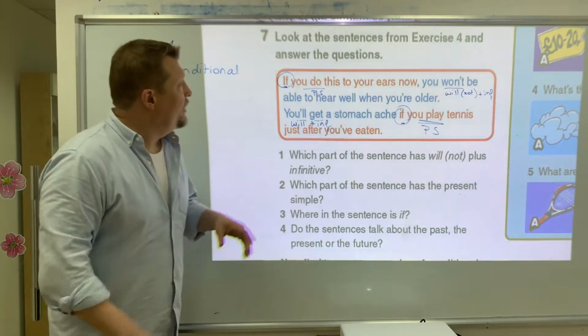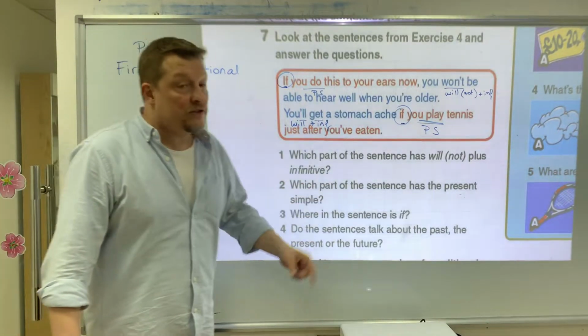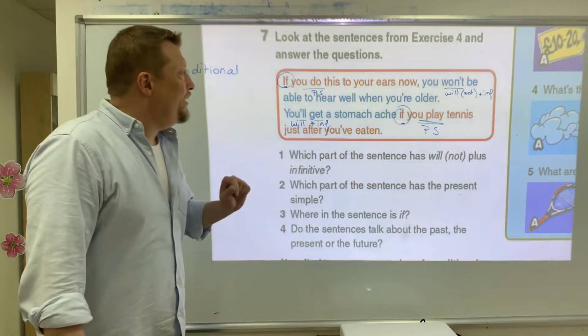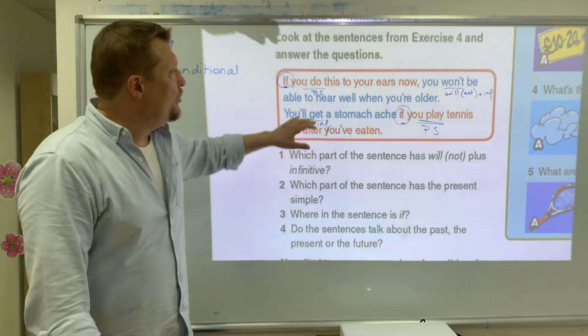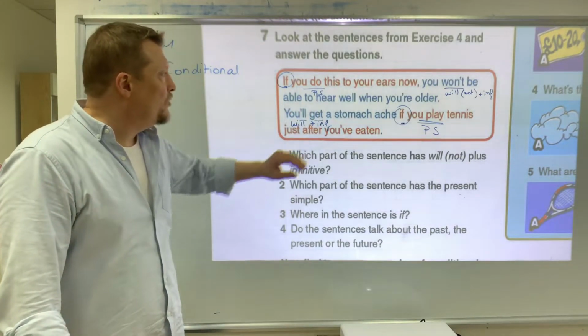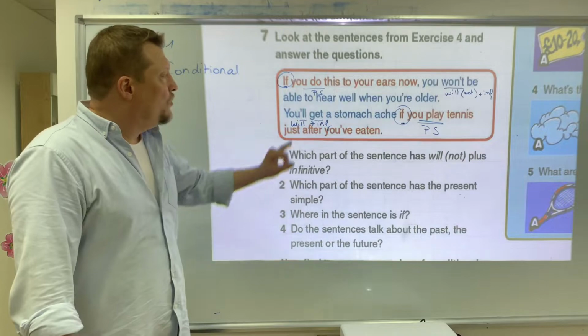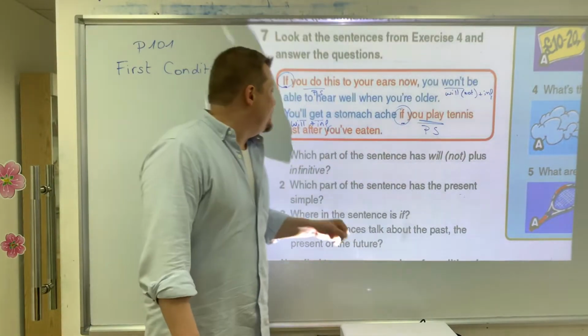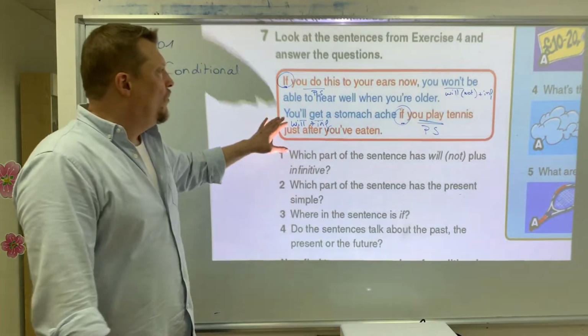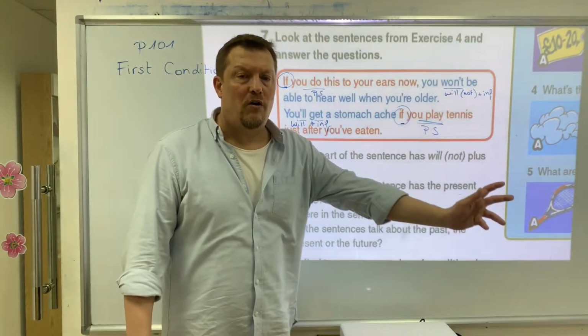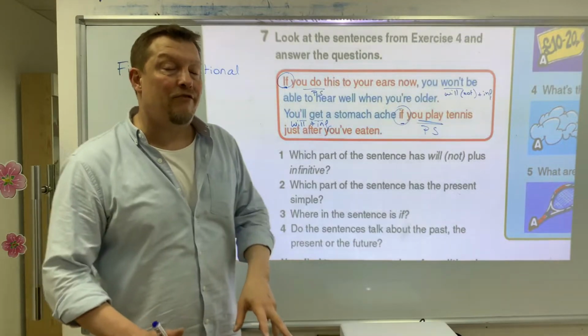Now, do the sentences talk about the past, the present, or the future? What do you think? If you do this to your ears now, you won't be able to hear well when you're older. So we are using the present simple, but we're using will as well. You will get a stomachache if you play tennis just after you've eaten. So, we're talking about the future, aren't we? What will happen if you do something else? So here it is.